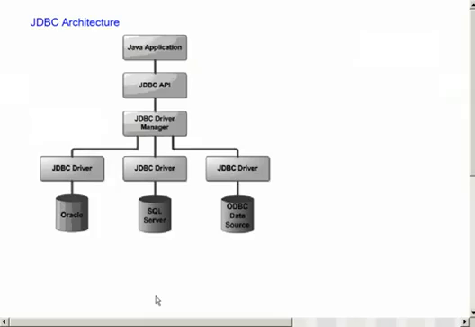So let's look briefly at JDBC. If you look at the architecture of JDBC, one of the things you're going to notice is that JDBC is exactly the same architecturally as ODBC. The only thing that's different between JDBC and ODBC is that JDBC has been developed specifically for the Java language. So it actually stands for Java Database Connector.